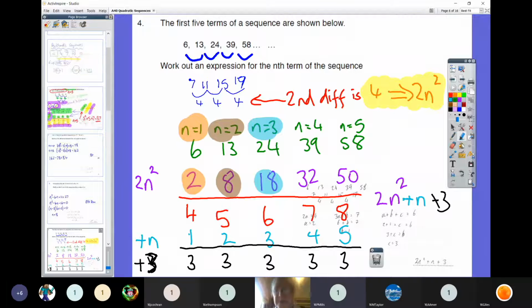Okay, that makes sense. I sort of suspected that, but I didn't follow BIDMAS when I tried to work it out. Okay, yeah.